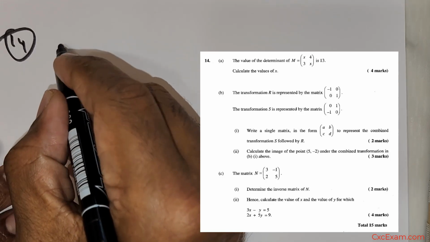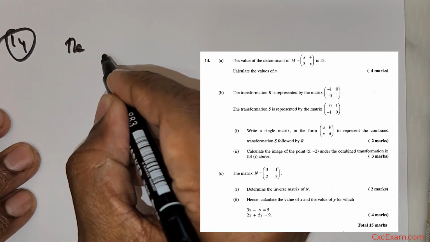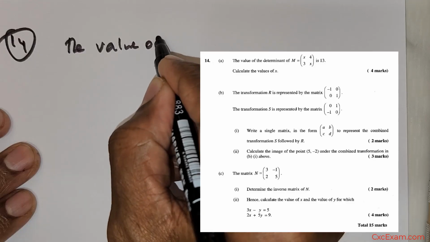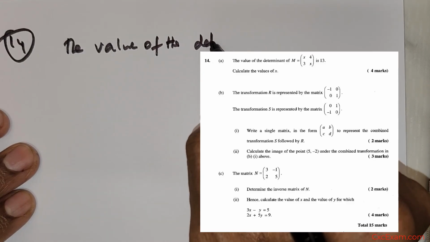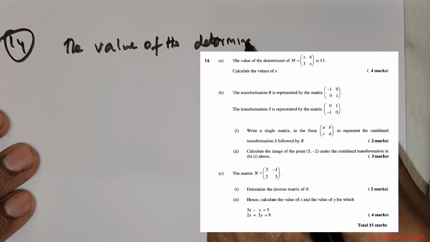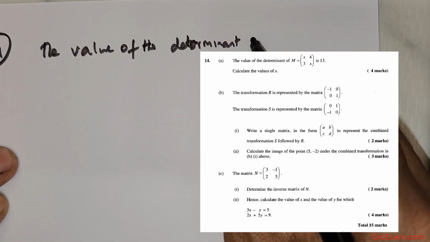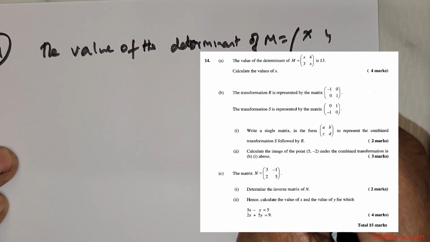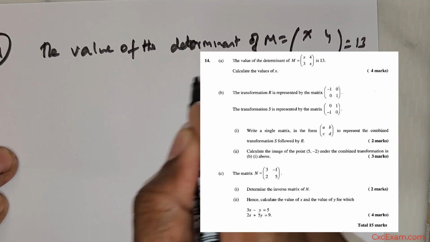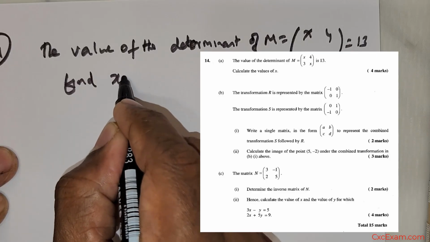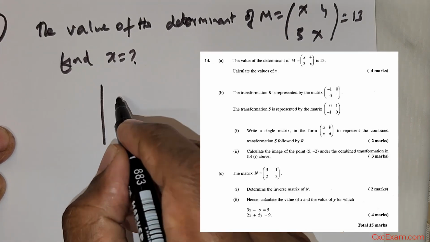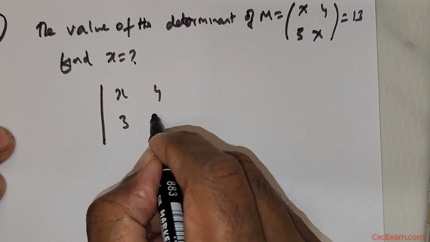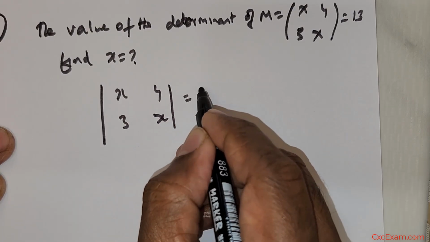Students, we are given question number 14. It says the value of the determinant of the matrix with entries x, 4, 3, x is given to be 13. We are asked to find x. So determinant means this is the representation you will have to follow, is equal to 13.